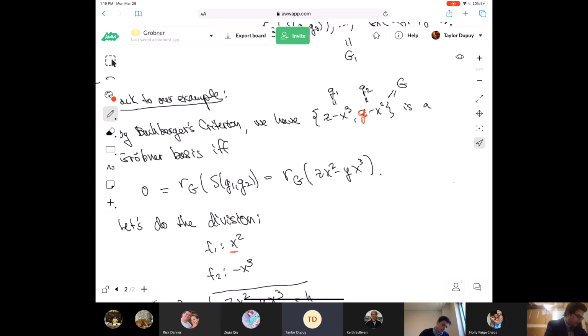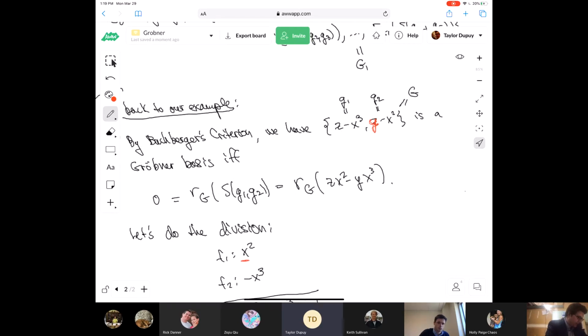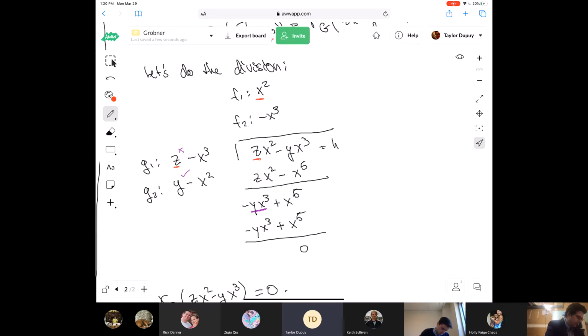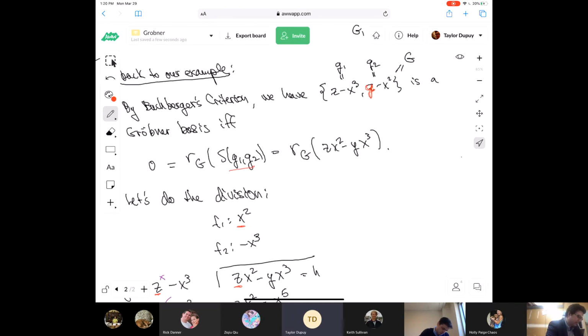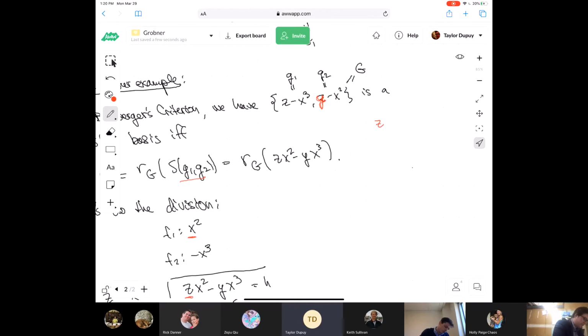That should be y minus x squared. So this will be a Gröbner basis if and only if the syzygy is 0, if the remainder modulo this g is 0. And so we did the division and we found that it was 0. So that proved that this was a Gröbner basis with respect to the ordering. So this is for the ordering z bigger than y, bigger than x.